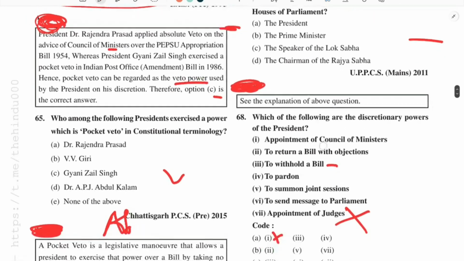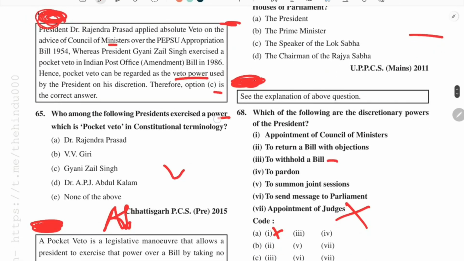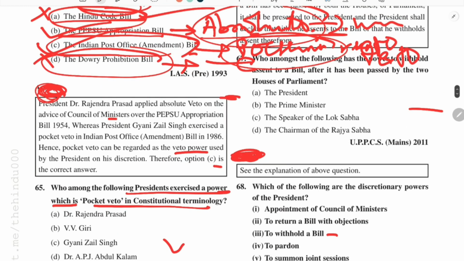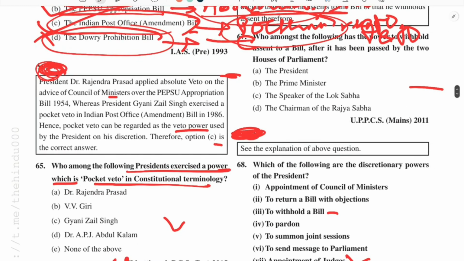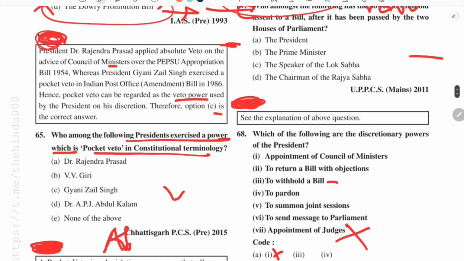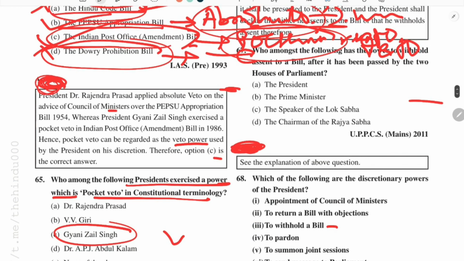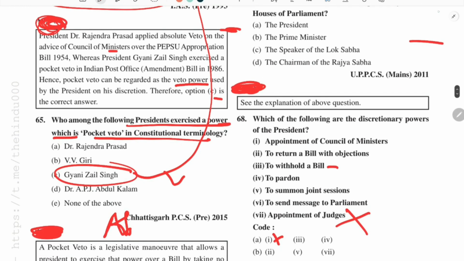Coming to the next question: which of the following Presidents exercised a power which is the pocket veto in constitutional terminology? You can also remember who the President was at that time who used this particular type of veto. It was Giani Zail Singh who used the pocket veto in the Indian Post Office Amendment Bill. In this bill, the pocket veto was used. So the answer is C.